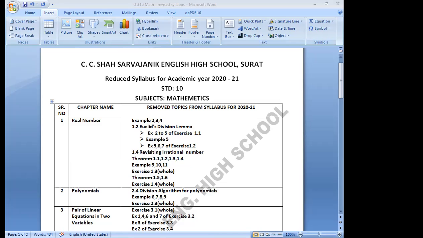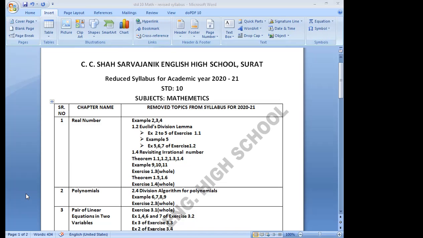Let us go ahead. On page number 5, example 1 is included in the syllabus. Remember that I will tell you which topics are included and which topics are excluded, in sequence. So you can tick mark with the page number. First, as I told you, the introduction part is included. In Euclid's division lemma, theorem 1.1 is excluded. Example 1 on page number 5 is included in the syllabus.